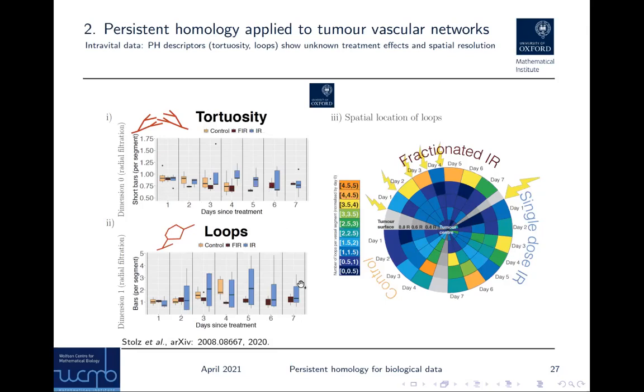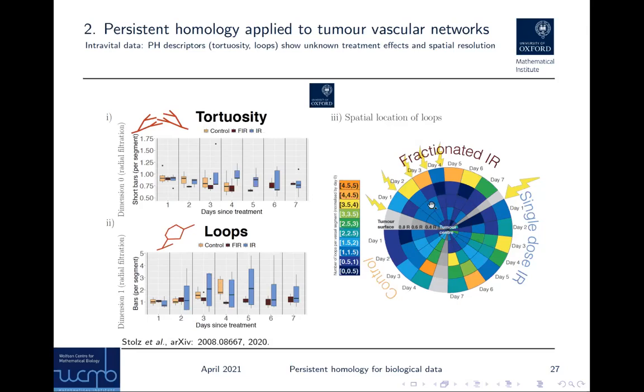In the number of loops, it's quite interesting. For the fractionated dose radiation, the number of loops goes up a little and then goes down again over time and is stable, whereas for single dose irradiation, you have a variety of different reactions across different tumors. So this was very interesting to see.